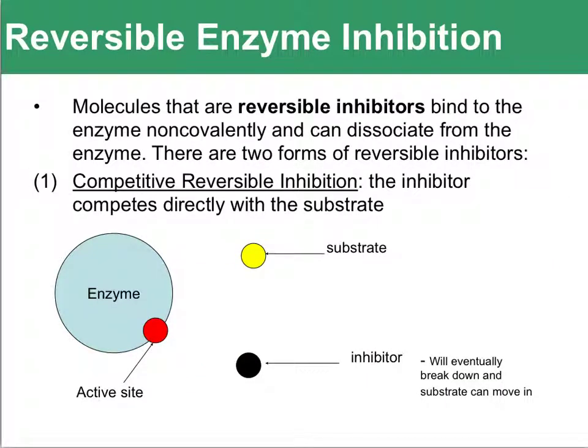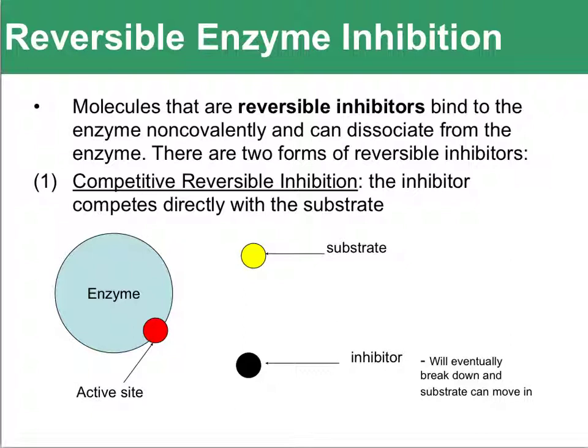There are a couple of different types of enzyme inhibitors. Molecules that are reversible inhibitors bind to the enzyme non-covalently. Going back to a bit of the chemistry, with a covalent bond you're sharing electrons. Non-covalent, they're not sharing electrons, and they can dissociate or break from the enzyme. There are 2 forms of reversible inhibitors.